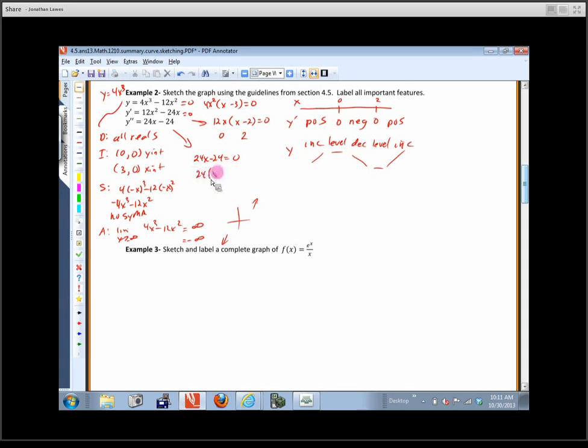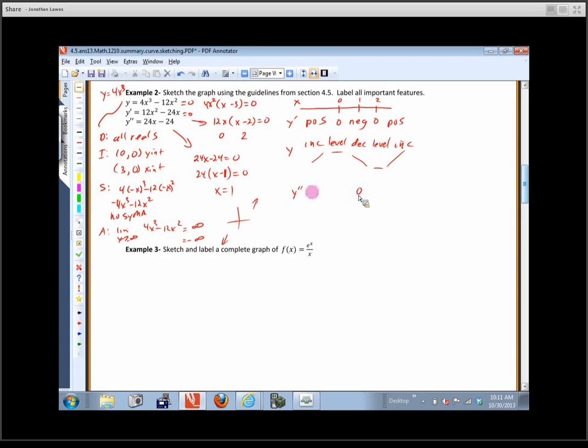So I take out a 24, and that's equal to 0 at x equals 1. So I'm going to put a 1 here, right there. And the reason that's on my sign line now is because the second derivative is 0 right there.